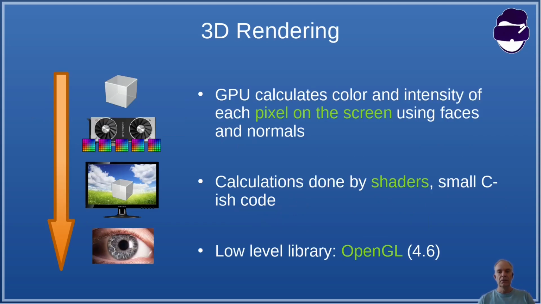So the GPU calculates the color and the intensity of each pixel on the screen, and those calculations are done by shaders, and shaders are small C-ish bits of code that run directly on your GPU card. And there can be many types of shaders. And on a very low level, these shaders run in what we call an OpenGL library. The current library version is 4.6.